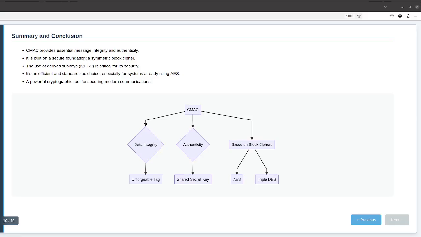The key to its security lies in its clever process, which involves breaking a message into blocks, chaining them together using encryption, and applying a special final step with one of two derived subkeys, K1 or K2. This process, including a well-defined padding scheme, makes CMAC secure for messages of any length. We also compared it to its hash-based counterpart, HMAC, and noted its advantages in environments where a block cipher is already in use. From securing wireless communications to financial transactions, CMAC is a powerful and efficient tool in the world of modern cryptography.